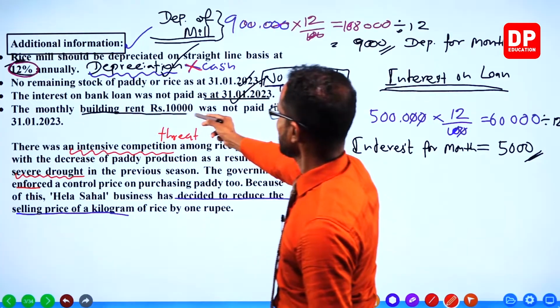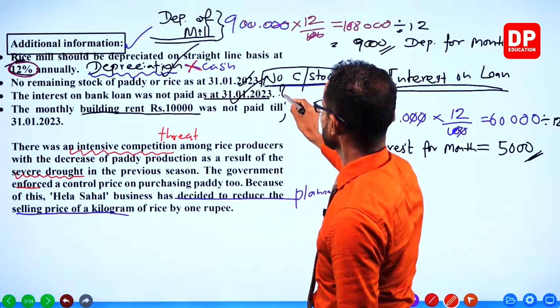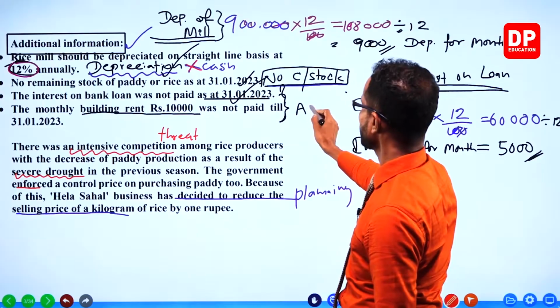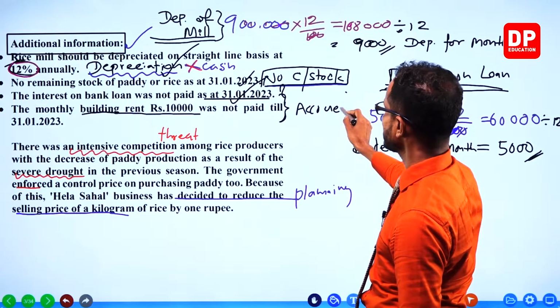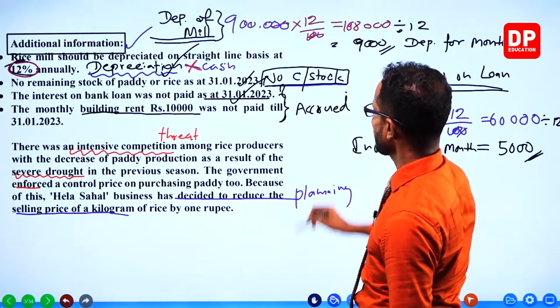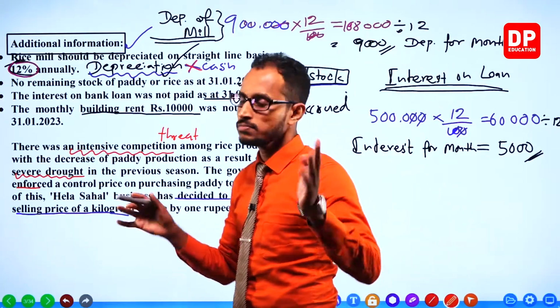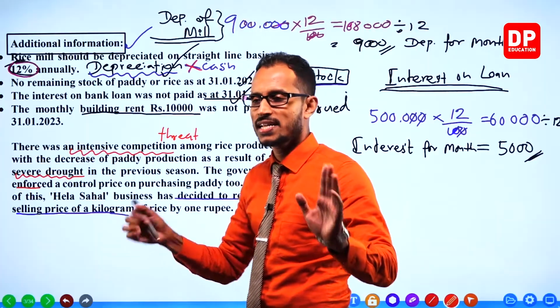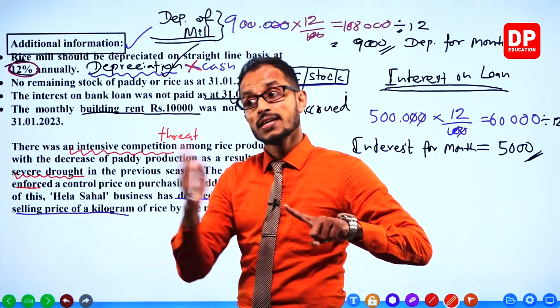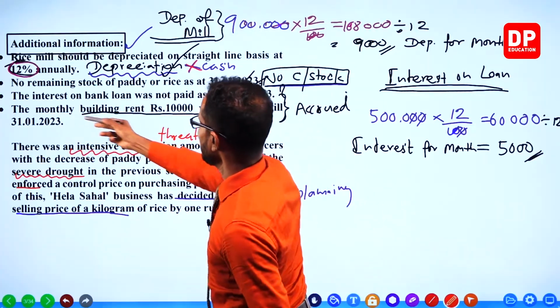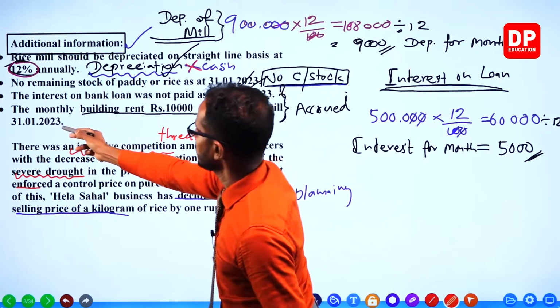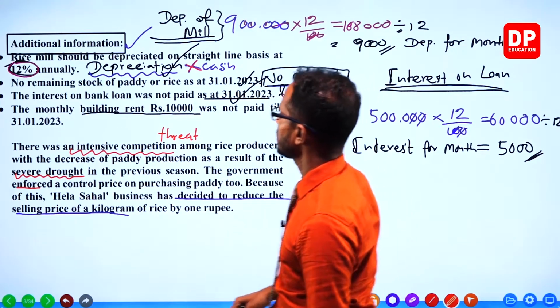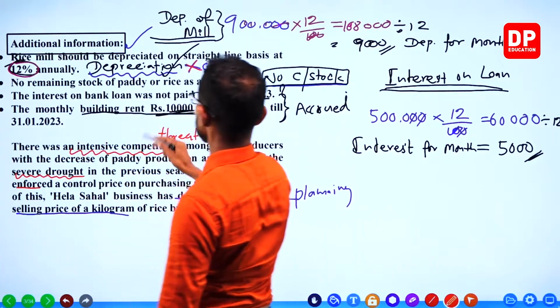Monthly building rent, 10,000. It was not paid. I had written accrued here, I erased it, so I'm going to write it again. Accrued or not, paid or not, it should be mentioned as an expense if it is an expense of the month. Monthly building rent 10,000 was not paid till 31st January. This should be taken.